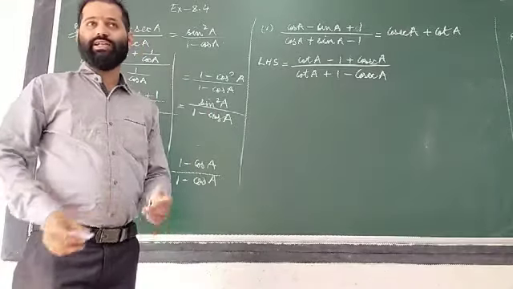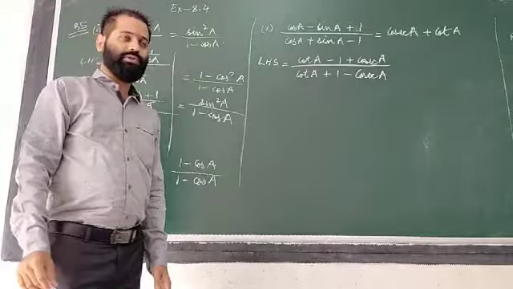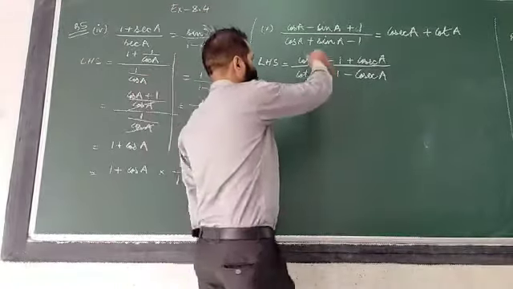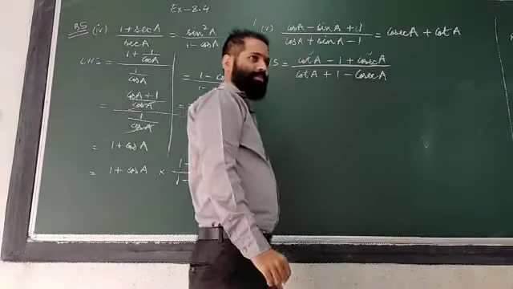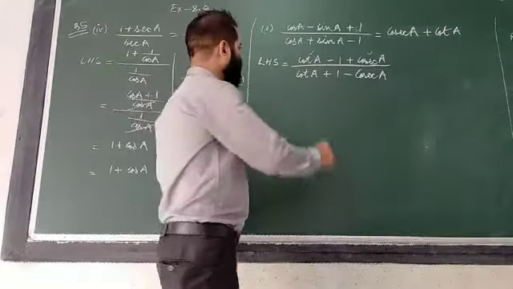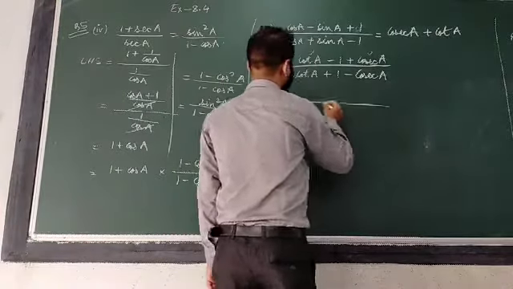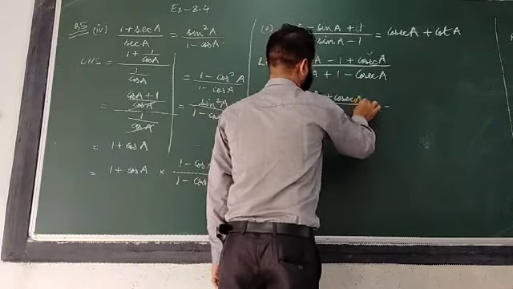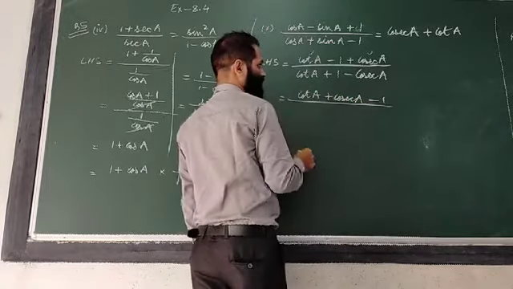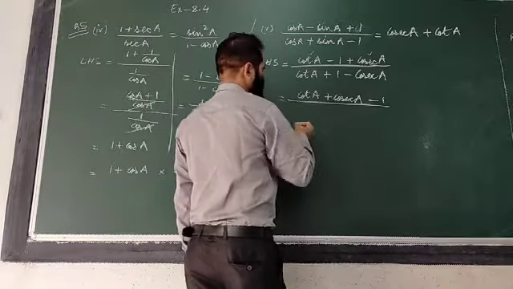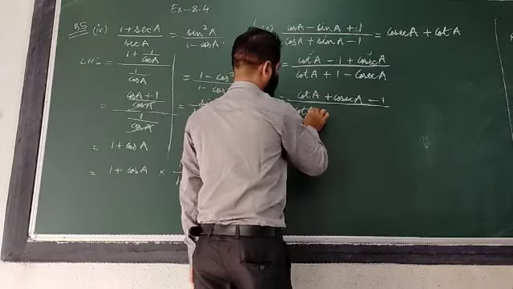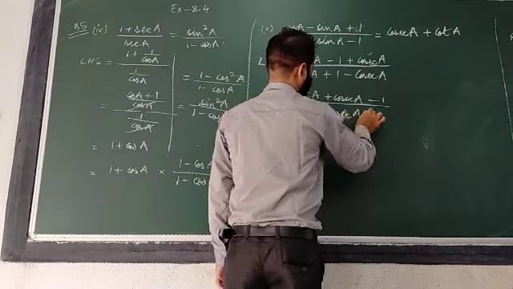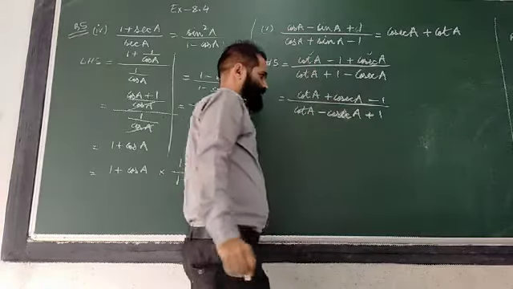Sometimes you have to remember also what the next step should be, and that can only be cleared by practice. Otherwise you will solve and finally you will not get your answer. We know that there is a relation between cot and cosec. So we will write this together: cot A plus cosec A minus 1, and this also we can write as cot A minus cosec A plus 1. Let's see what we can do.